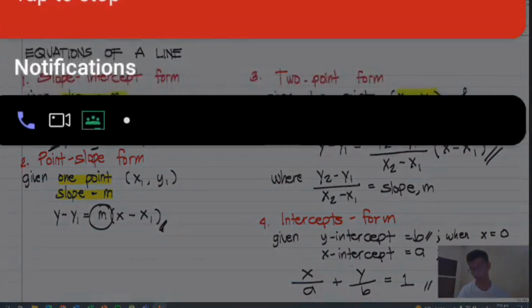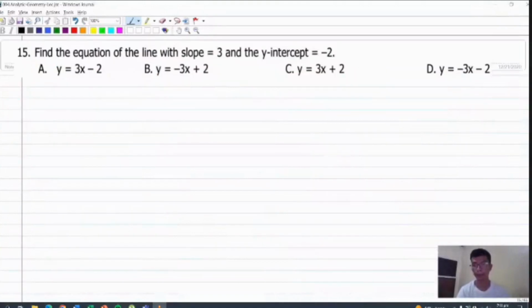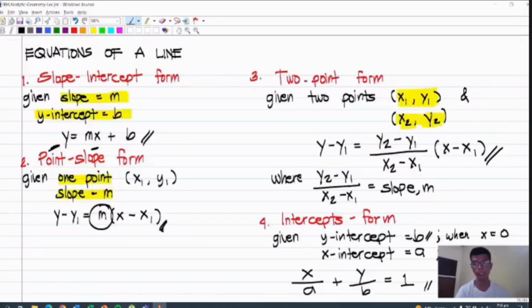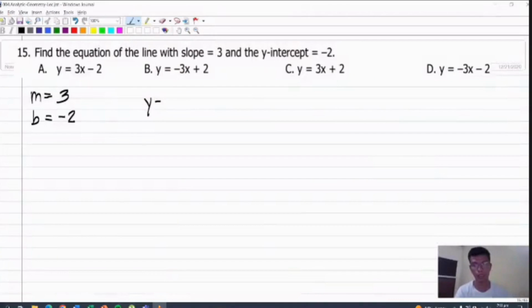So, mag-proceed tayo. Number 15. Find the equation of the line given the slope m is equal to 3 and the y-intercept, and that is the variable b, diba? And the y-intercept is equal to negative 2. So, kung babalik tayo dito, ang gagamitin natin is the form number 1. Y is equal to mx plus b.